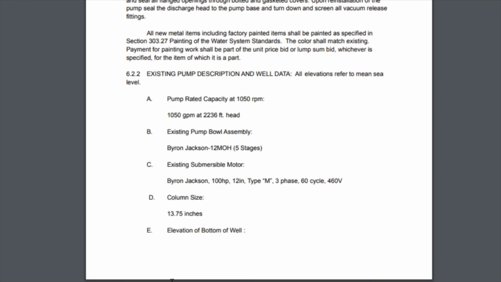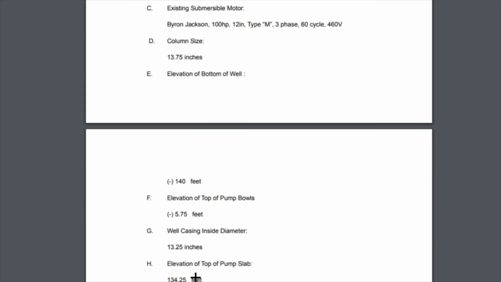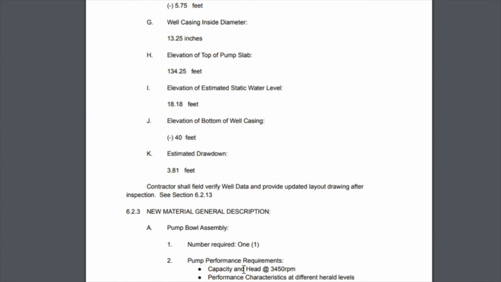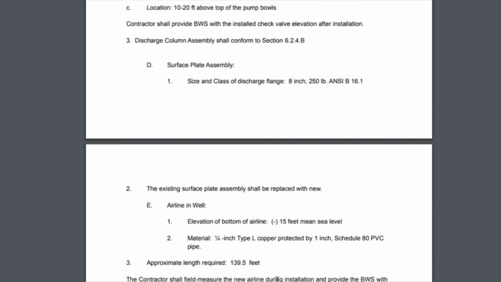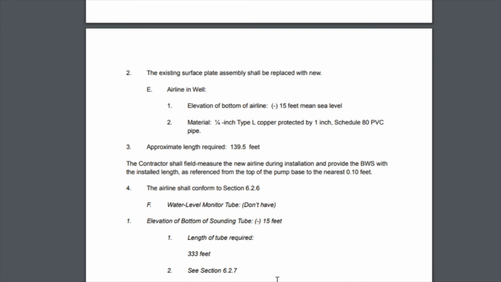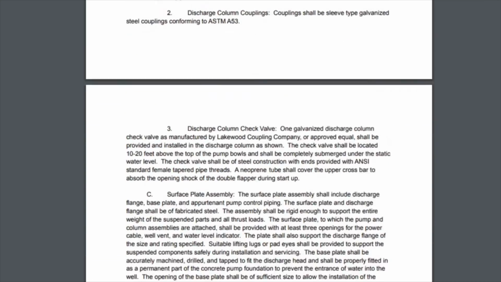Then for things such as, where is it? I think right here, the pump requirements, we actually had to create a pump curve to figure out some of these requirements. So going down, for the most part, it's all numbers and data. Like the elevation of the sounding tube has to be negative 15 feet. And our pump curve had an overall efficiency of about 82.9%.